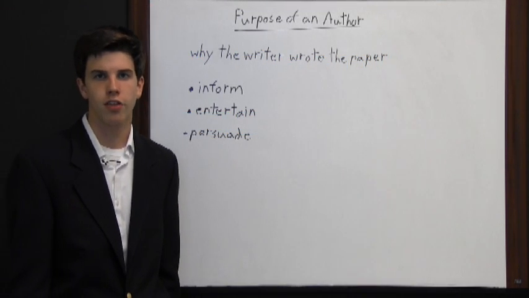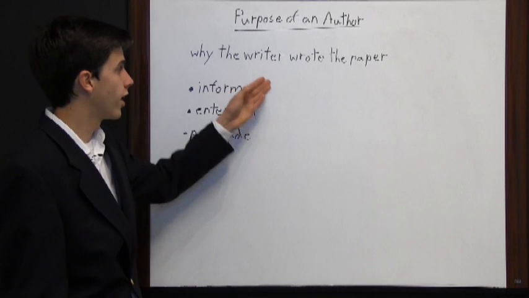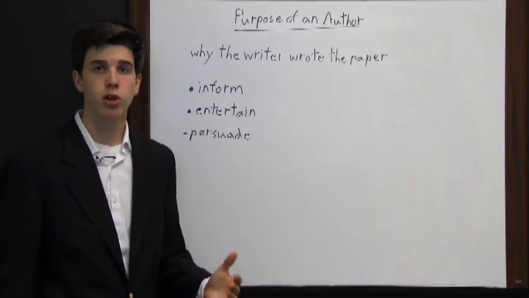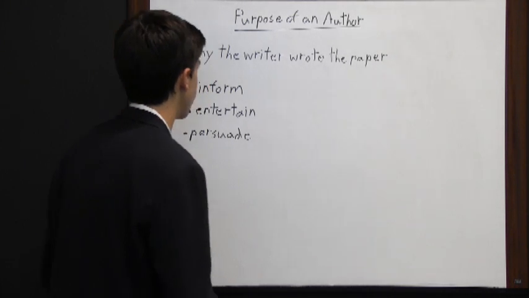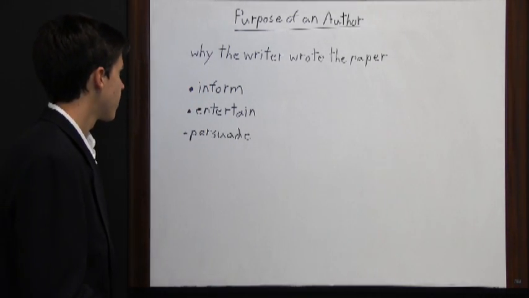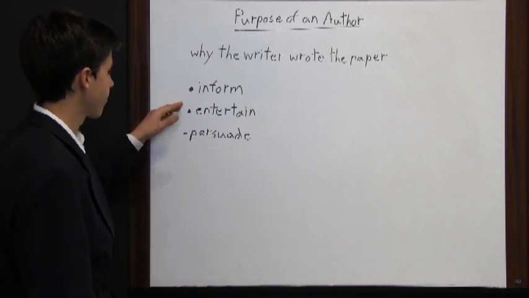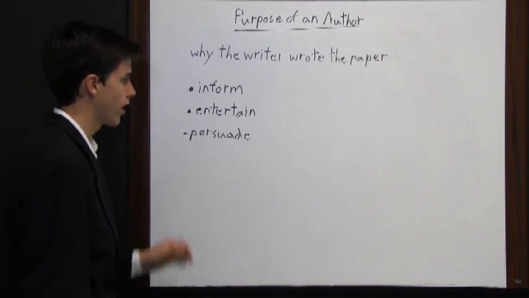The purpose of an author is basically why the writer wrote the paper. It's what motivated them to write something. So there's three basic types of motivations or purposes of an author. They either wrote something to inform, entertain, or persuade.